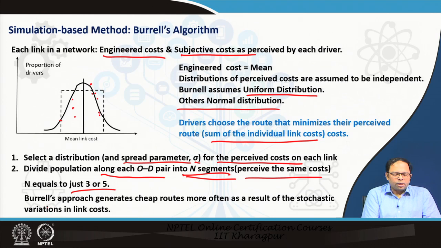Boodle's approach generates cheap routes more often as a result of stochastic variation in the link cost, because we are following a distribution and using random numbers. A random number will more often appear towards the mean, and automatically we will get cheaper routes in most cases. But sometimes we will also get costlier routes, though the chances of that are less.